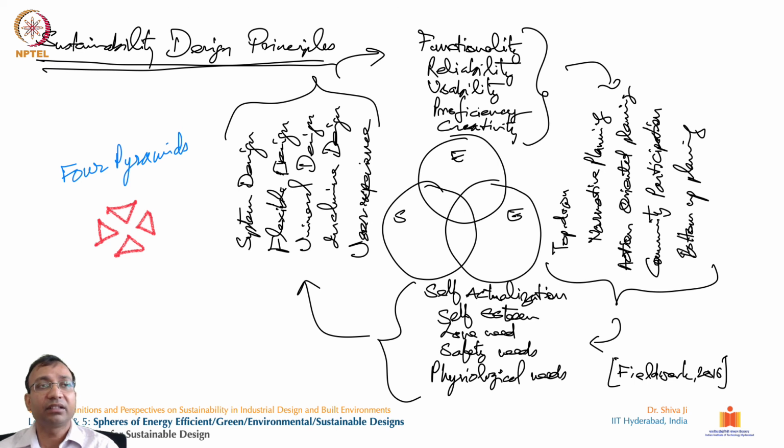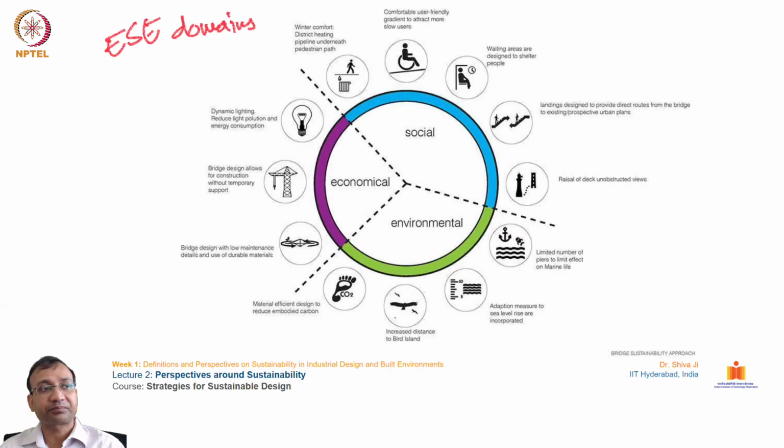These four pyramids come into the common confluence of the three aspects of sustainability. These are the three colored circles you see on top of the four pyramids. So these four pyramids are confluencing into sustainability. This is the approach given by field work in 2016. This is one of the insights I thought of sharing with you, on how designs can be part of a bigger perspective from life.